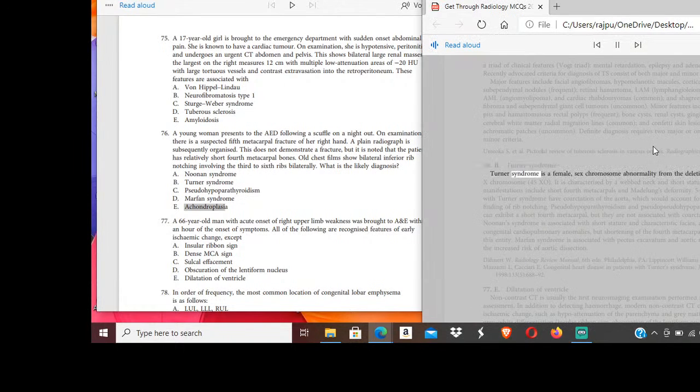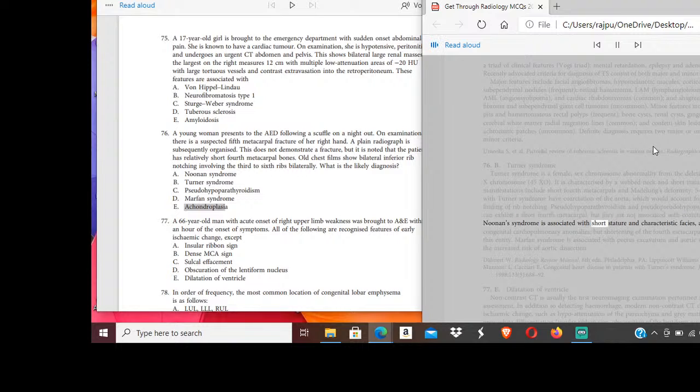76. B. Turner syndrome. Turner syndrome is a female sex chromosome abnormality from the deletion of one X chromosome, 45,X0. It is characterized by a webbed neck and short stature. Skeletal manifestations include short fourth metacarpals and Madelung's deformity. 5-20% of patients with Turner syndrome have coarctation of the aorta, which would account for the additional finding of rib notching. Pseudohypoparathyroidism and pseudopseudohypoparathyroidism can exhibit a short fourth metacarpal, but they are not associated with coarctation of the aorta.